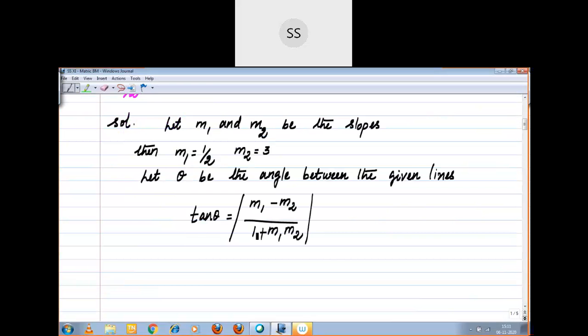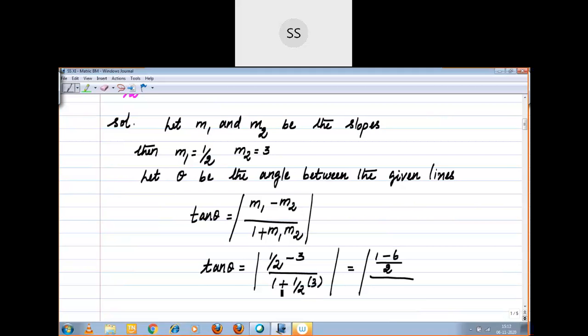We know the values of M1 and M2 that we are going to substitute in this formula. Now, tan theta equal to modulus of 1 by 2 minus 3 divided by 1 plus 1 by 2 into 3. In the numerator, you are going to take LCM first. 1 minus 6 divided by 2. In the denominator also the same. 2 plus 1 into 3, 3. Right? 2 plus 3 divided by 2. Then 2 cancel. You will get minus 5 by 5, which is equal to minus 1. Modulus of minus 1 is nothing but 1.